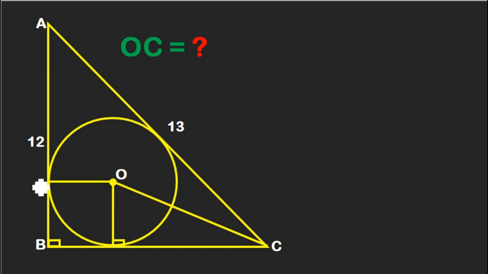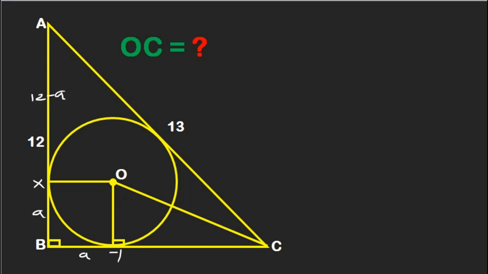So we can let this point be x, that tangent point be x, and this tangent point here be y. Now, for any two intersecting tangent lines, they are always of equal length. So the tangent xB and the tangent yB intersect at point B. If the length xB is a, then the length BY will as well be a. So if AB was 12, then AX will be 12 minus a.